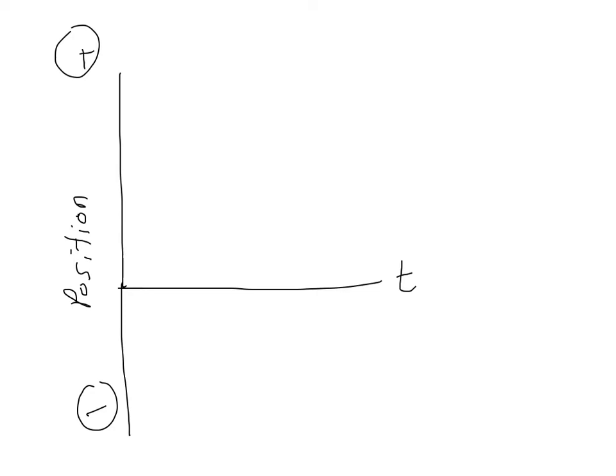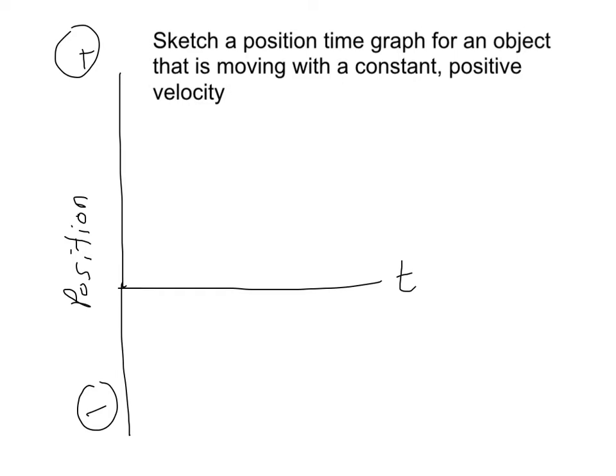And then you're going to get a prompt for each graph that you're going to draw. And the prompts are going to be things like, for example, sketch a position time graph for an object that is moving with a constant positive velocity. So if you look at the prompt, what you're going to do is make an object that moves, and here are the key words, right, with a constant positive velocity.